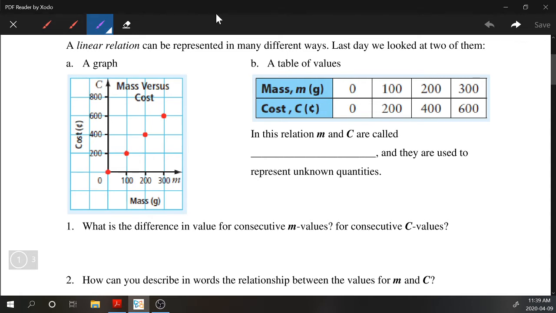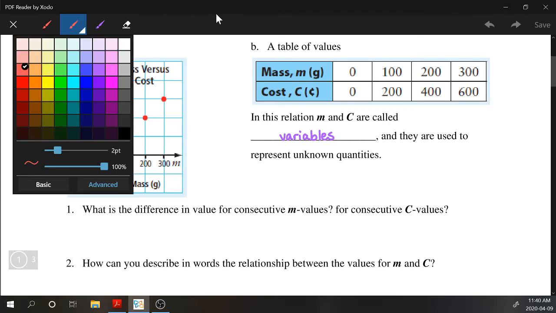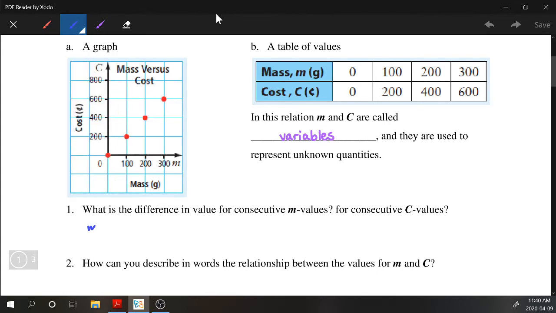So M and C are known as variables because they represent unknown quantities, so they can change. Variable. All right. So what is the difference for consecutive M values and what about consecutive C values? You can see that as M increases by 100, C increases by 200. So you can just write that down. M increases by 100. You can include the unit, grams. And then C increases by 200 cents.